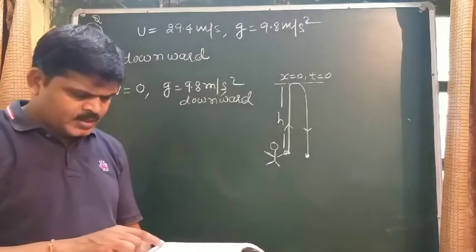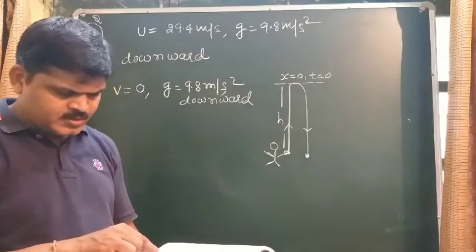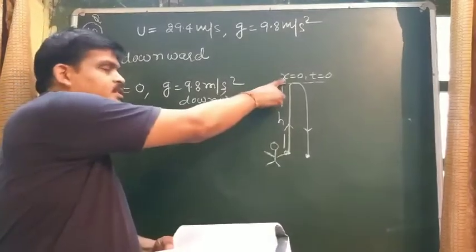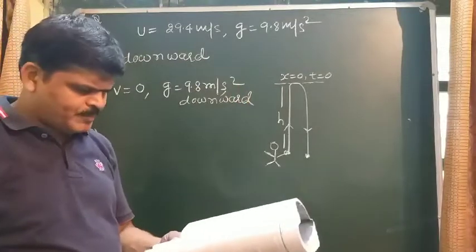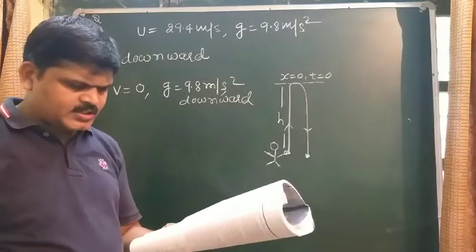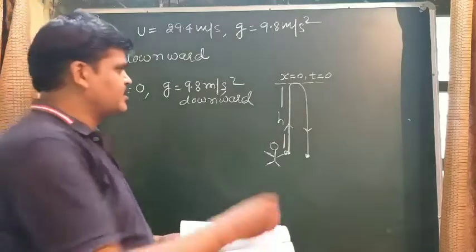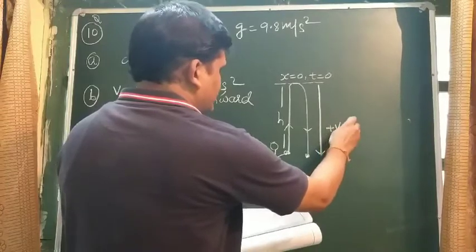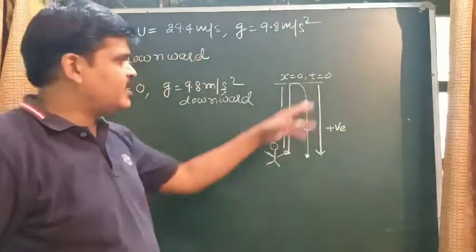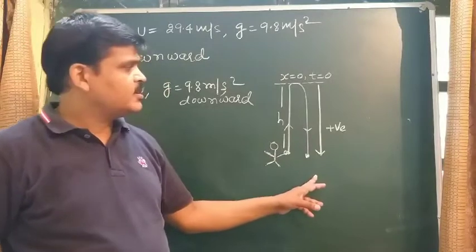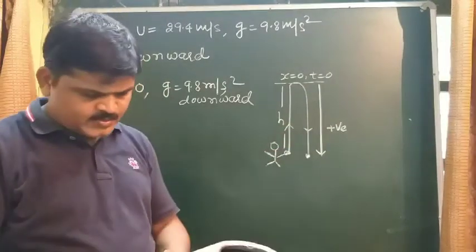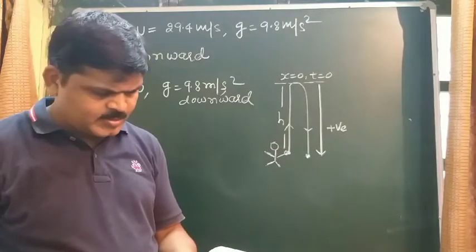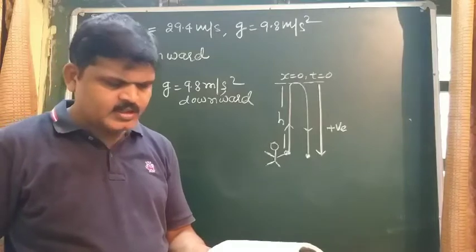Third point, choose x equal to 0 and t equal to 0 seconds to be the position and time of the ball at its highest point. x equal to 0 and t equal to 0. The vertically downward direction is taken to be the positive direction of the x-axis. We have to give the sign of position, velocity and acceleration of the ball during its upward and downward motion.